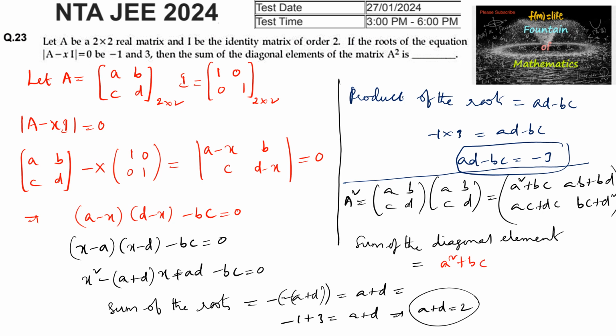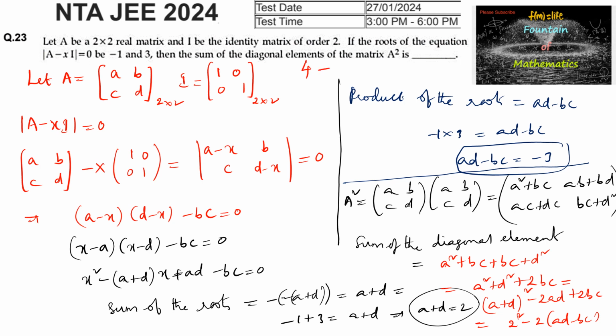a square plus bc plus bc plus d square, which is equal to a square plus d square plus 2 times bc, is equal to a square plus d square, we can write (a plus d) whole square minus 2ad plus 2bc. A plus d value is 2, that is 2 square minus 2 taken common, ad minus bc. So we are getting 4 minus 2 times ad minus bc is minus 3, that is 4 plus 6, which is equal to 10. So the answer is 10.